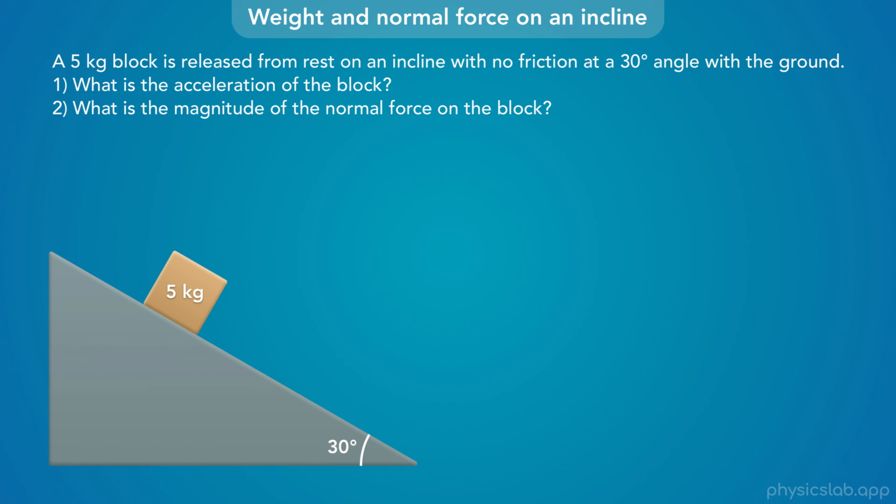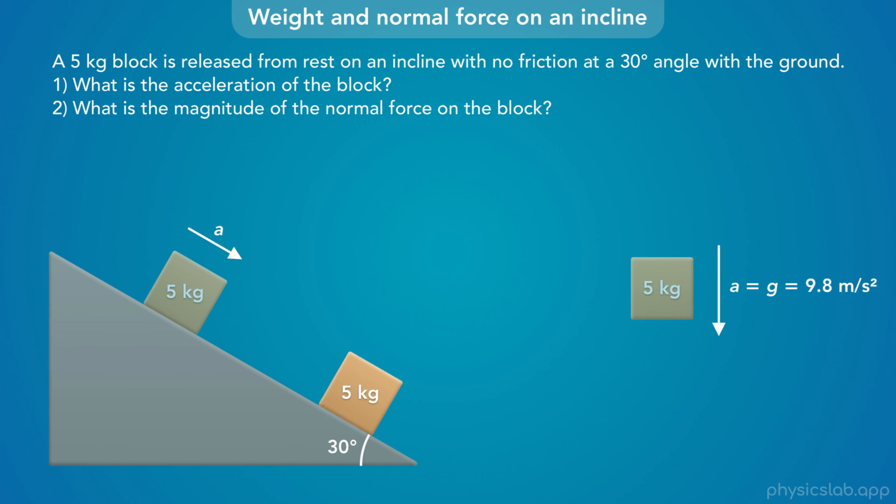So this block is released from rest, and there's no friction, so the block accelerates down the incline because of gravity. This is similar to how the block would accelerate downwards in freefall or projectile motion. However, the accelerations are not the same. In freefall, the acceleration would be g, 9.8 meters per second squared. But the block on the incline is going to accelerate slower than that. There's no friction on the incline, so why would that be?